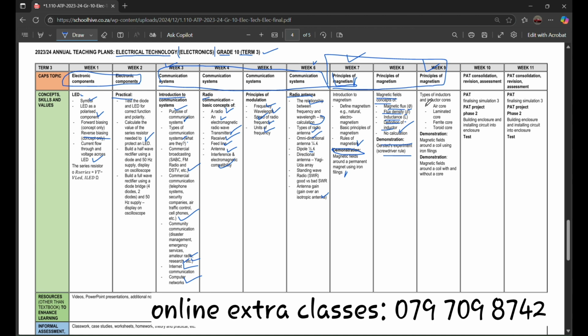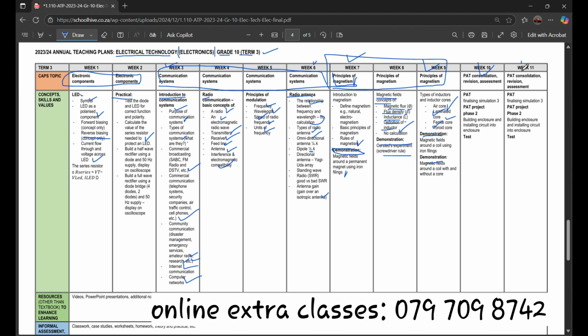Within week 9, we talk about the types of inductors and inductor cores: air core, laminated core, ferrite core, and toroid core. There will be a demonstration of magnetic fields around a coil using iron filings. There will also be a demonstration of magnetic fields around a coil with and without a core.